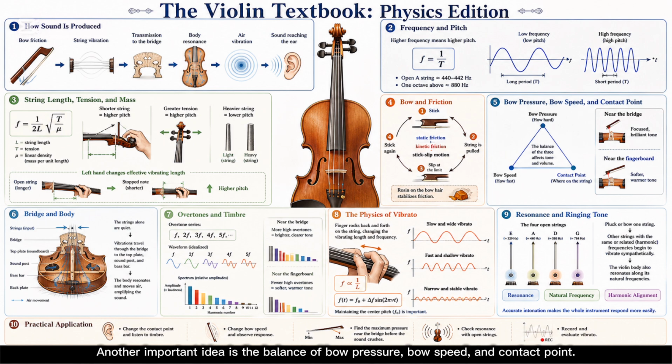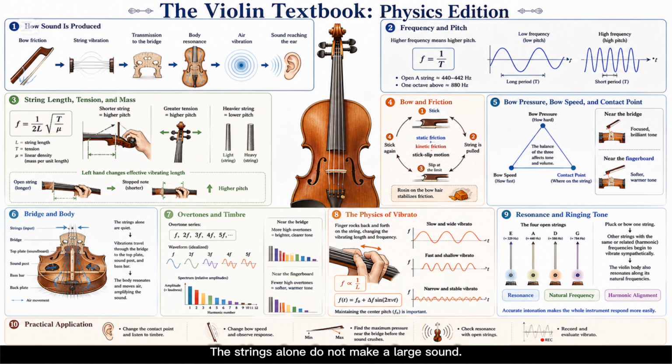Another important idea is the balance of bow pressure, bow speed, and contact point. These 3 work together. Playing near the bridge can produce a more focused and brilliant sound. Playing near the fingerboard gives a softer and gentler tone. Good tone comes from balancing all 3 conditions at the same time.